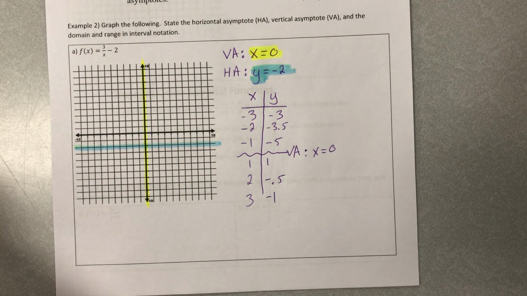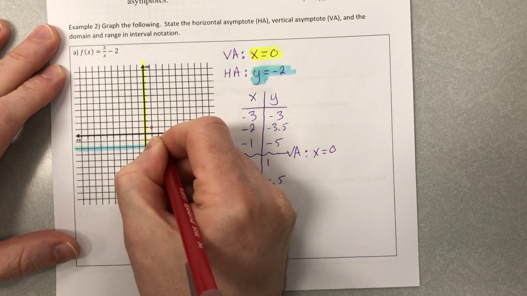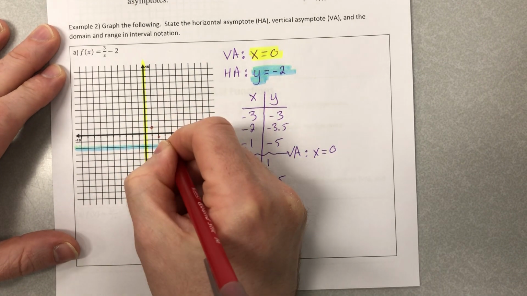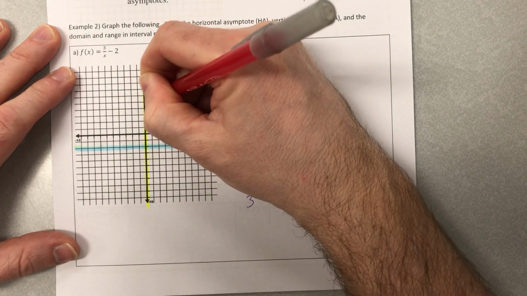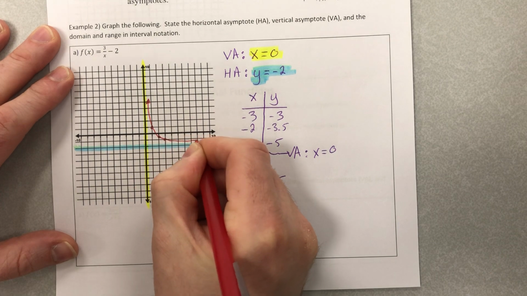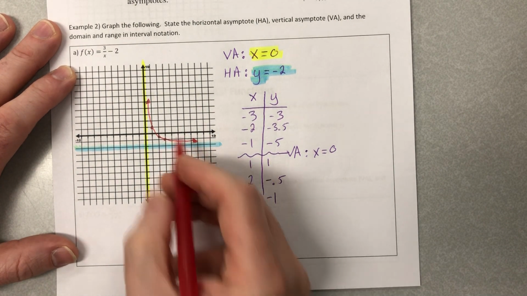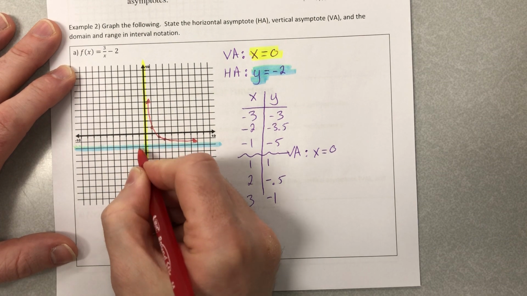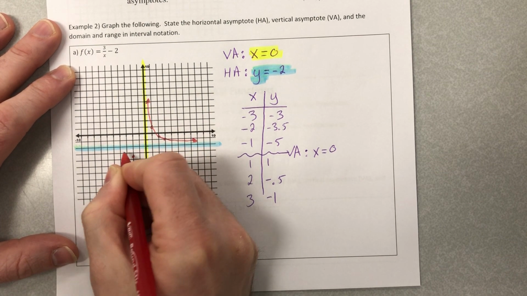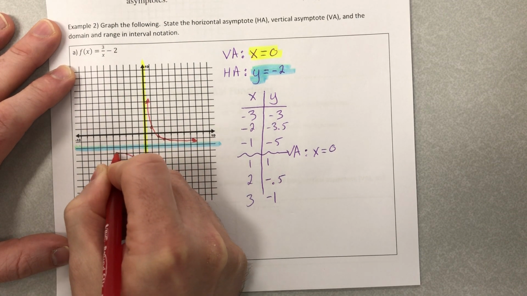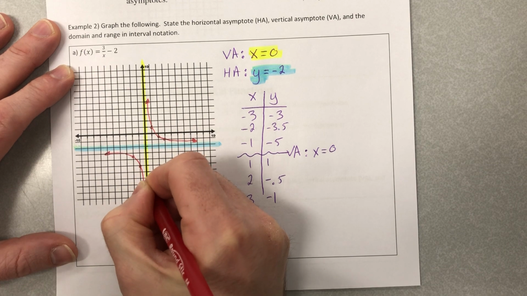And now we're going to plot our points. We're going to plot (1, 1), (2, -0.5), (3, -1). And we know this is going to approach both branches. So we have our branch to the right, and now when we plot (-1, -5), (-2, -3.5), (-3, -3), we have our branch this way.